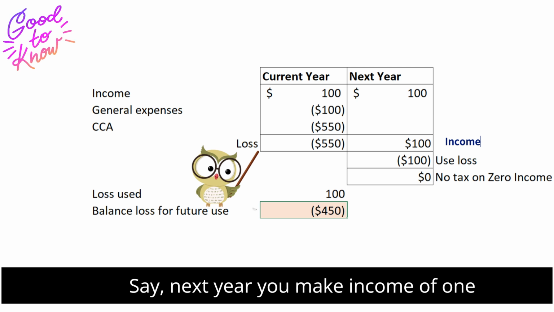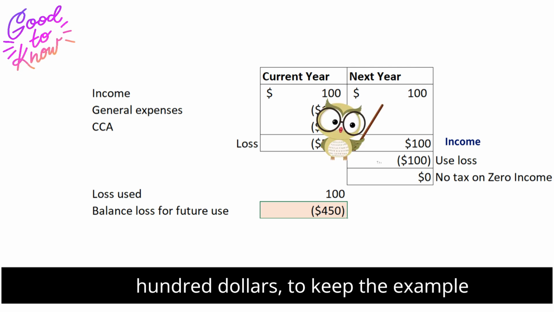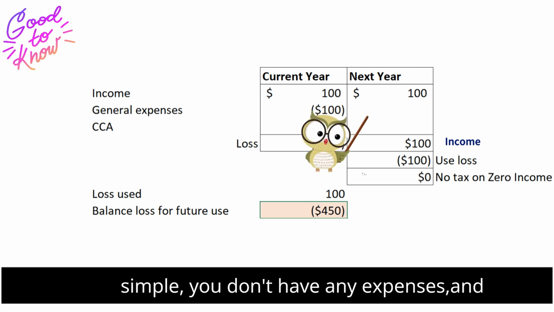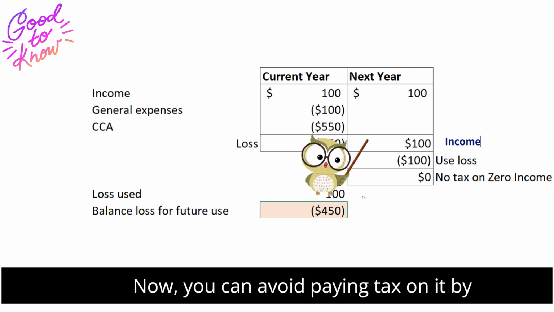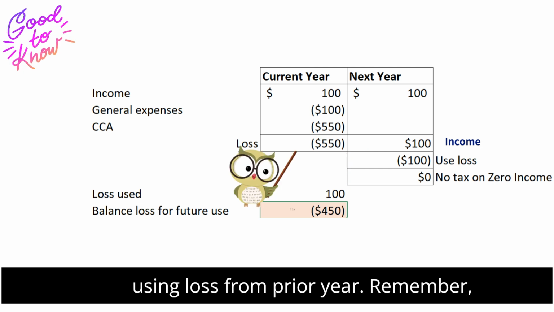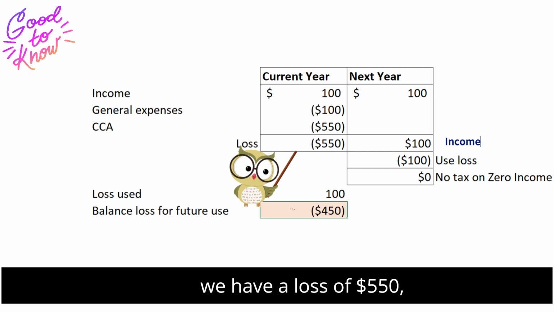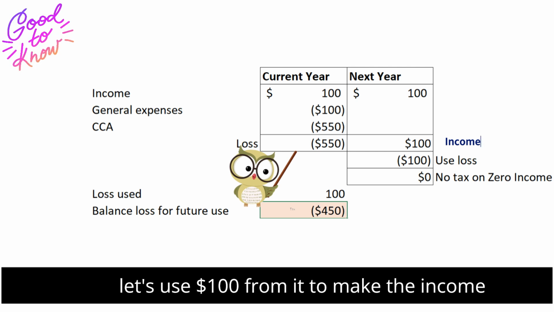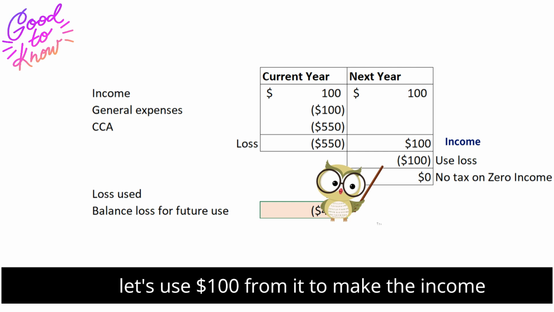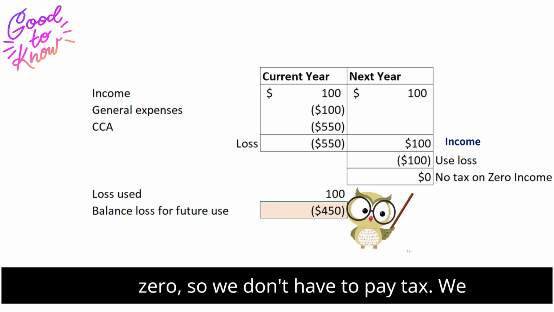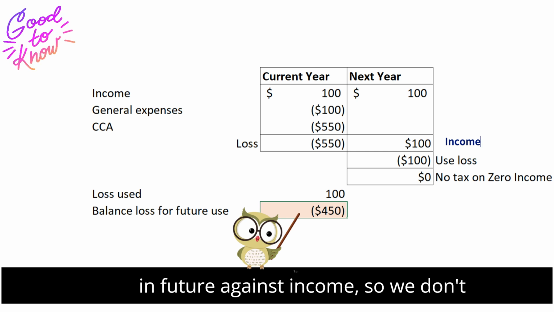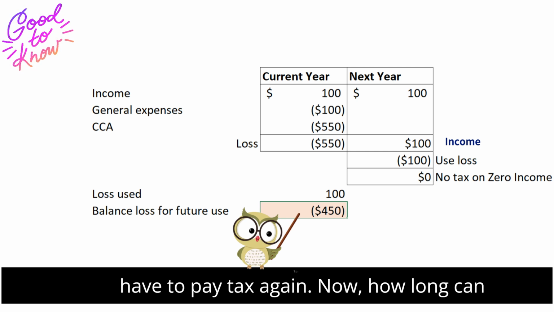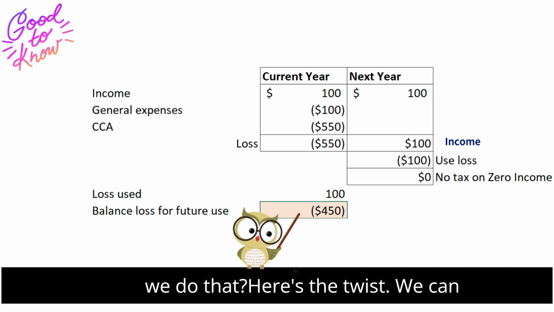Now, this loss of $550 can be used in future when you make profit. Say, next year you make income of $100. To keep the example simple, you don't have any expenses, and you have to pay tax on $100 income. Now, you can avoid paying tax on it by using the loss from the prior year. Remember? We have a loss of $550. Let's use $100 from it to make the income zero, so we don't have to pay tax. We still have $450 of loss that we can use in future against income, so we don't have to pay tax again.